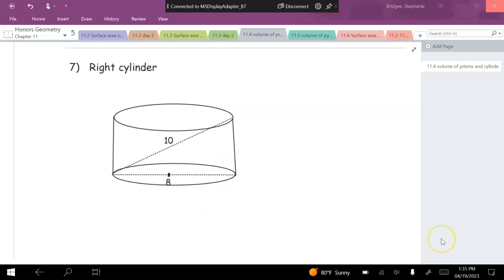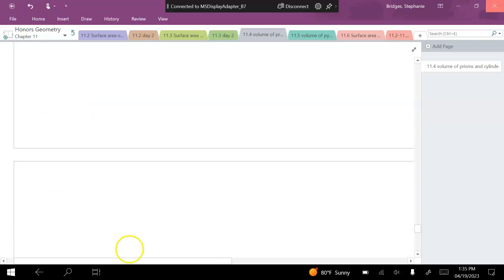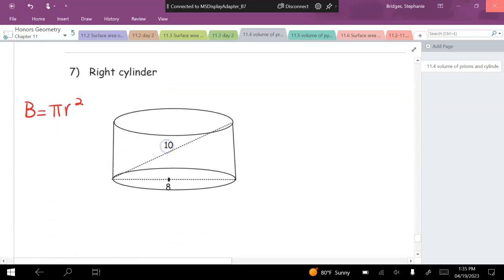Try that with the base. Well, yeah, you do. Again, the base is a circle, so it's pi times radius squared. Is that 8 my radius or my diameter? My diameter, so my radius would be 4. So that's going to be 16 pi for the base area, yes?